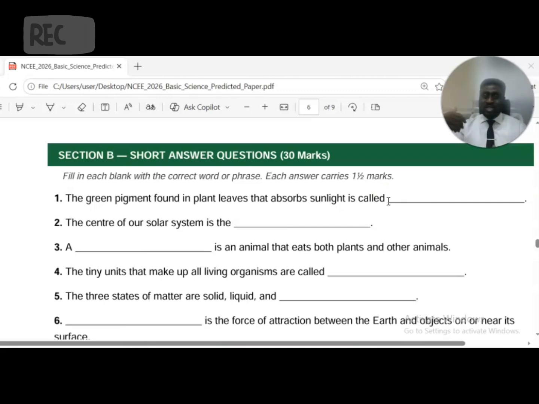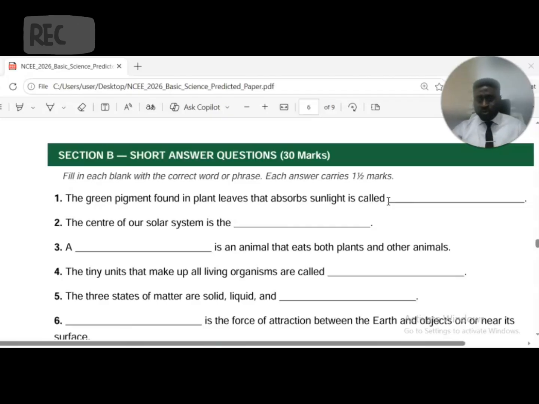This is a short answer question. In other words, what we call subjective questions. For subjective questions, you fill in the blank spaces or empty blanks. You're not provided with options like multiple choices or objective questions.